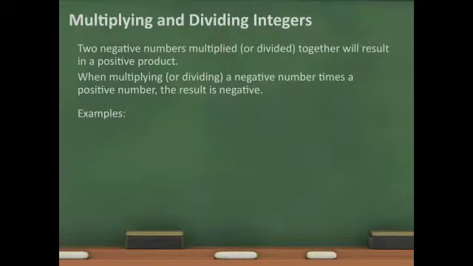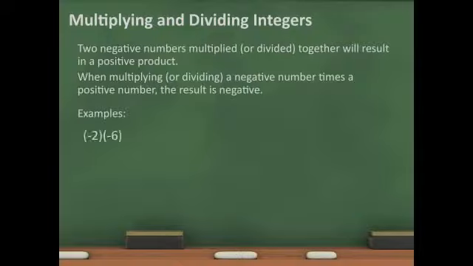The rules for multiplying and dividing integers are essentially the same. You multiply or divide absolute values. Two negative numbers multiplied or divided together will result in a positive product. When multiplying or dividing a negative number times a positive number, the result is negative. Let's look at these examples.